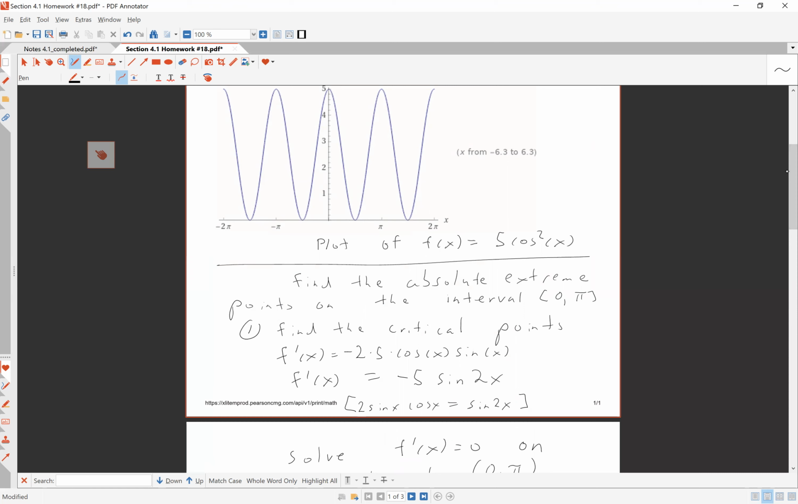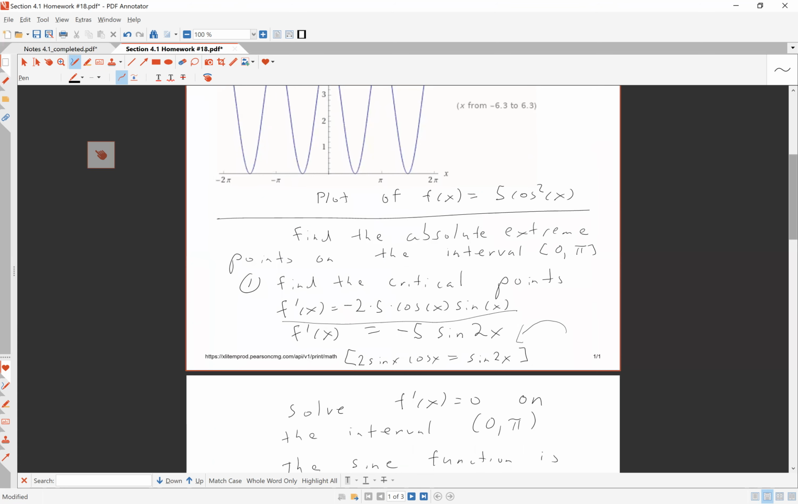Okay, so let's take the derivative of 5 cosine squared of x. We're just going to use the chain rule. So 2 times 5 times cosine of x, and the derivative of cosine of x is minus sine of x. So here's the derivative. And instead of multiplying that out to be minus 10, I'm going to use one of my favorite identities in the world: 2 sine of x cosine of x is equal to sine 2x. I think for this course, that's one of the more useful identities. And also the one for cosine 2x, we'll see later on, is pretty useful.